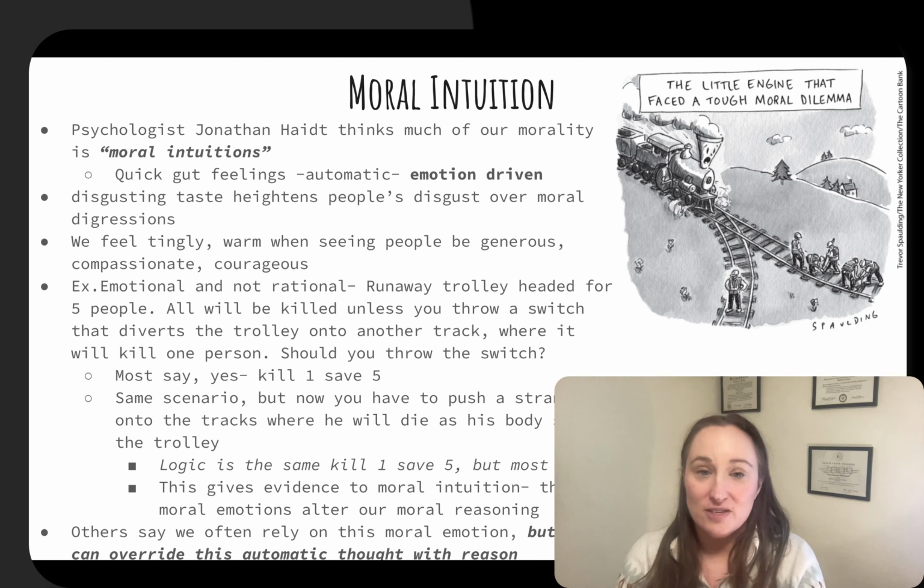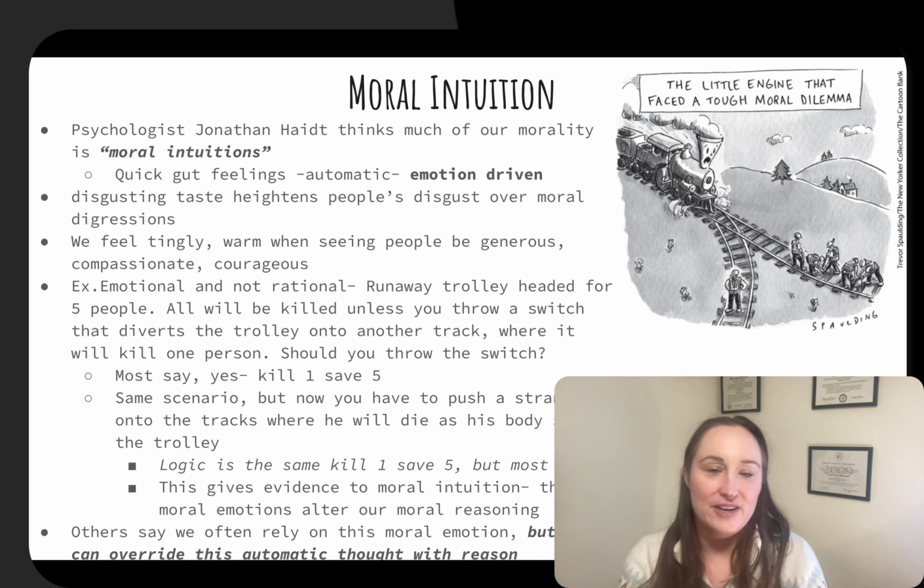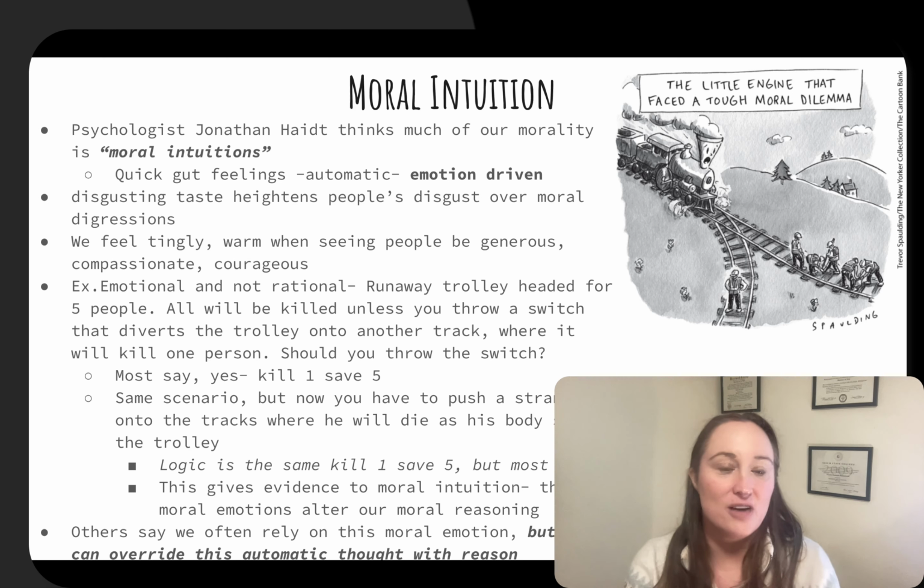Most people change their answer. They say, no, I will not do that. So this kind of gives evidence to, he says, that idea that there are these moral intuitions, these gut reactions.